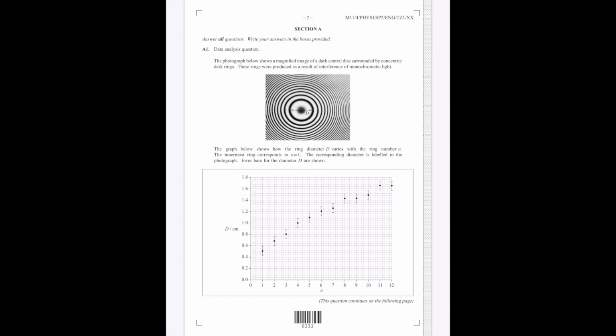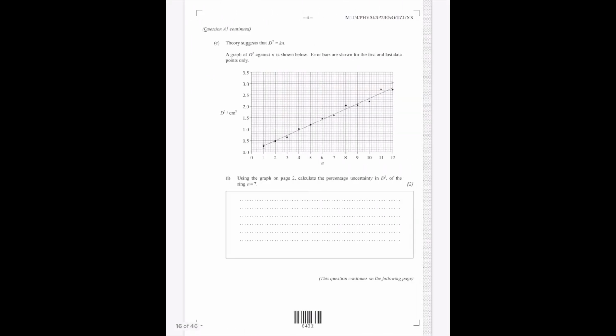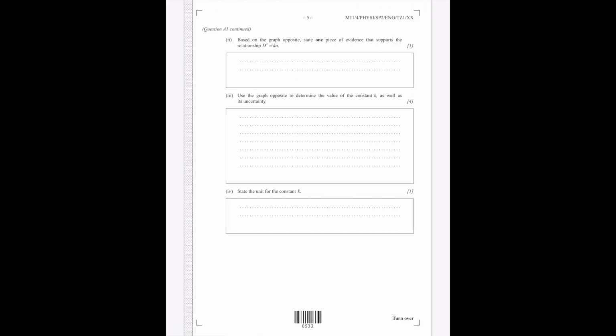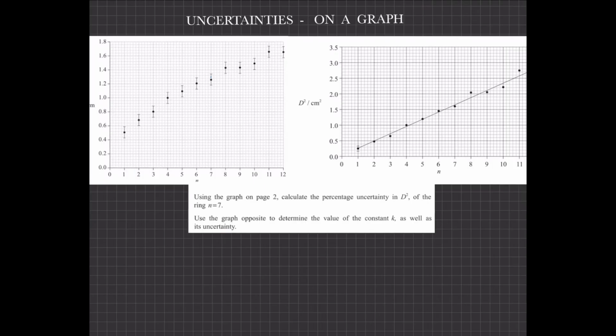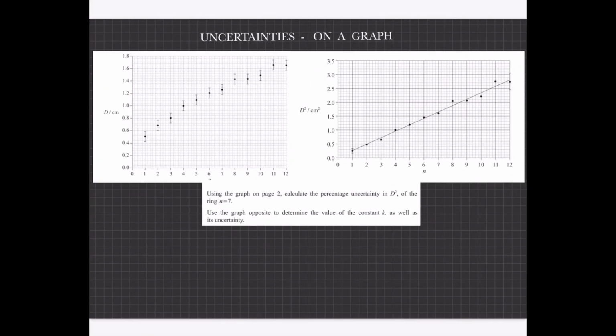Okay, I'm just gonna take this graph and this graph in order to answer the question: using the graph on page 2, calculate the percentage uncertainty in D2 of the ring n equals 7. Also use the graph to determine the value of the constant as well as its uncertainty. All right, so this is the example. We have the graph D versus n, and we have the linear version of the graph, D2 versus n. We need to use the graph in order to calculate the percentage uncertainty in D2 of the ring n equals 7.